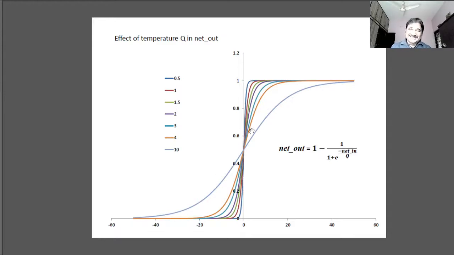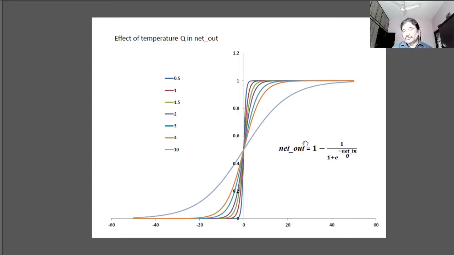And you are seeing the sensitivity of the sigmoidal function has increased. Now it is converting to a meaningful net out from the net in, which is varying between something like minus 50 to plus 50. The values of net in which lie between minus 50 to plus 50 are properly mapped in that range.